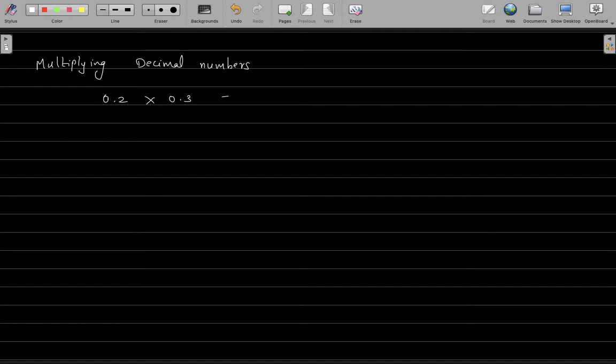So what I am trying to do here precisely is convert them into fractions. 0.2 is 2 by 10, multiplied by 0.3, which is 3 by 10. 2 by 10 times 3 by 10 is 6 by 100. 6 by 100 can also be written as 0.06. You understand?